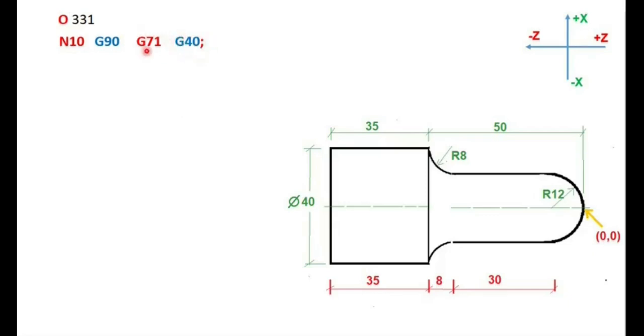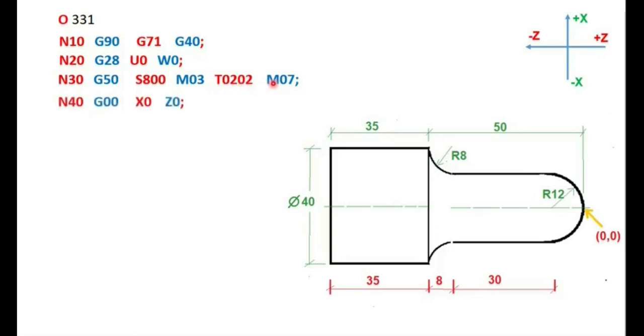G71 is the metric system. Then we will move the tool to the machine 0, that is U0 W0, and then you can see we are giving a spindle speed of 800. We are switching the spindle on, and this is the tool selection, that is tool 2 with an offset of 2. Then coolant is on, M07. Then we will move the tool rapidly to X0 Z0.